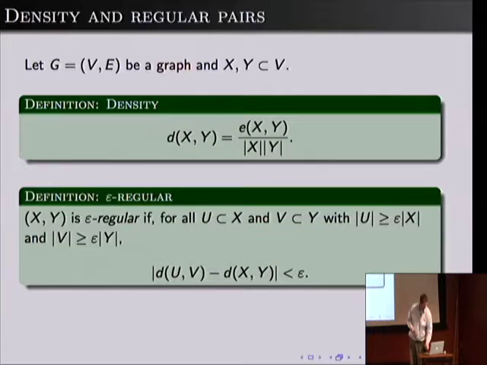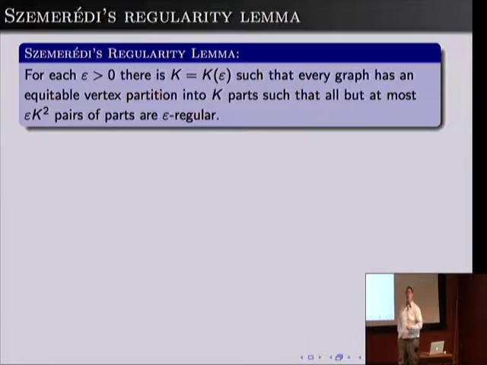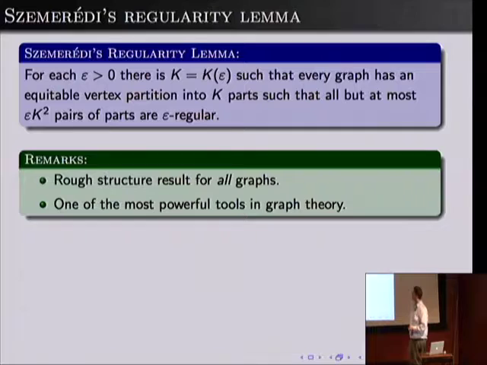What does Szemerédi's regularity lemma say? It says that for each epsilon greater than 0, there's a k, which only depends on epsilon, such that every graph has an equitable vertex partition. That's a partition into nearly equal parts. So these are vertex subsets, such that all but at most an epsilon fraction of the pairs of parts are epsilon regular. So almost all pairs are epsilon regular. This is a rough structural result for all graphs, and it's one of the most powerful tools in graph theory. For example, Szemerédi used it in his proof of Szemerédi's theorem that any dense subset of the integers contains long arithmetic progressions.